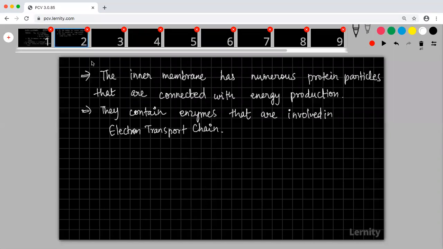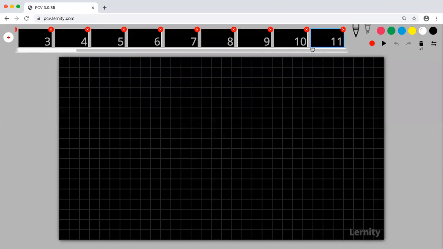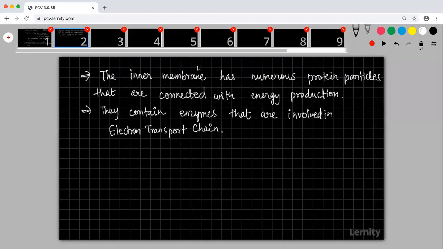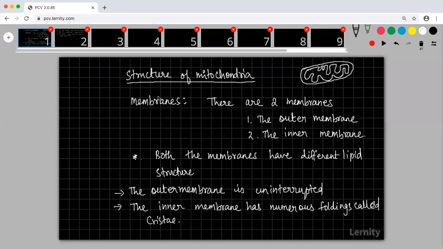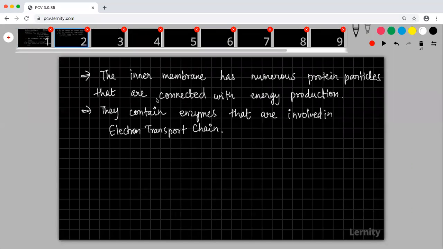Okay, so please, children, let me just take this last slide and then explain this concept first. You please listen. Yes, this is for the inner membrane. So you need to know about the inner membrane. So we are talking about the inner membrane. The membrane is not over. So this is the first slide. We are talking about the membranes. This is for the inner membrane.